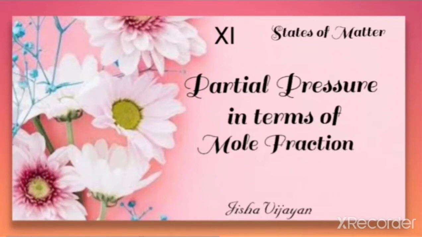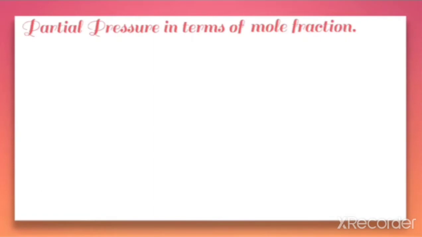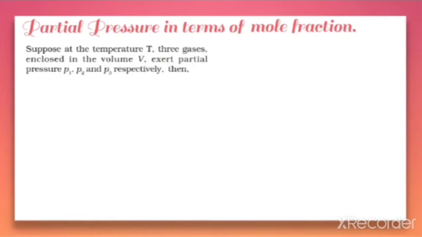Hello students, let us derive a relation between the partial pressure in terms of mole fraction. Here we need to do a derivation. Suppose at a temperature T, three gases are enclosed in the volume V. That means the temperature is taken constant at T, at the volume V. Three gases are taken. Their partial pressures are P1, P2, P3 respectively.